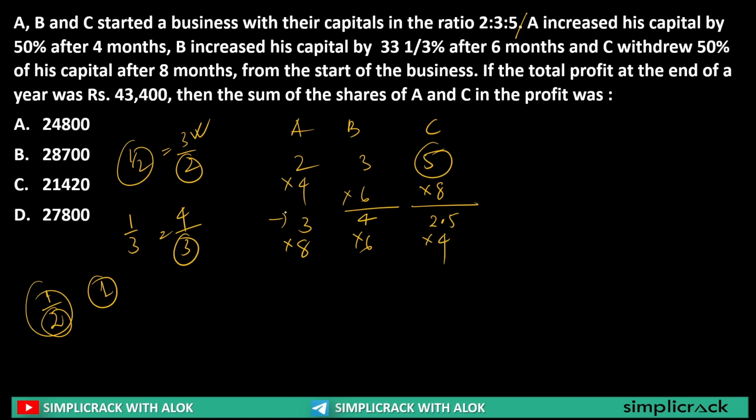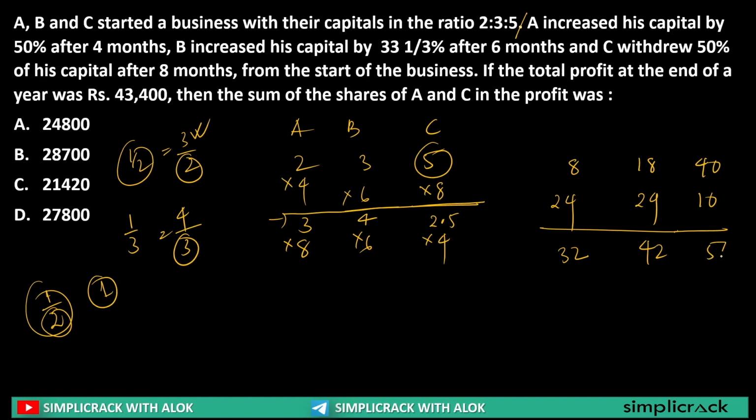That's correct, sir. So how will this play out? You will write it like this. 2 4s are 8, 3 6s are 18, 5 8s are 40, 3 8s are 24, 4 6s are 24, 2.5 4s are 10. Clear? Yes sir, clear. Now if I add it, how much will it be? 32, 18, 24, 42, 40, 10, 50.